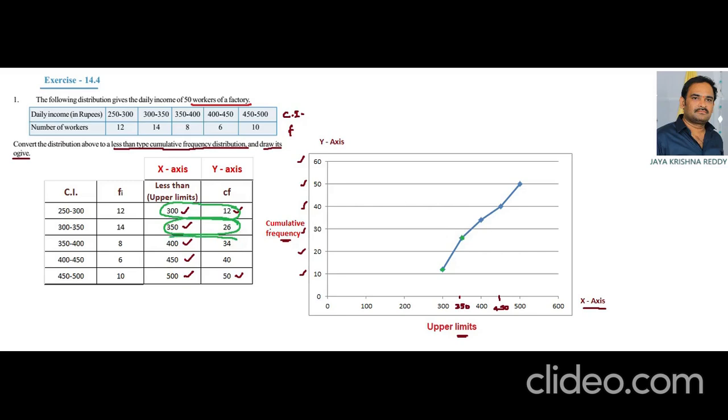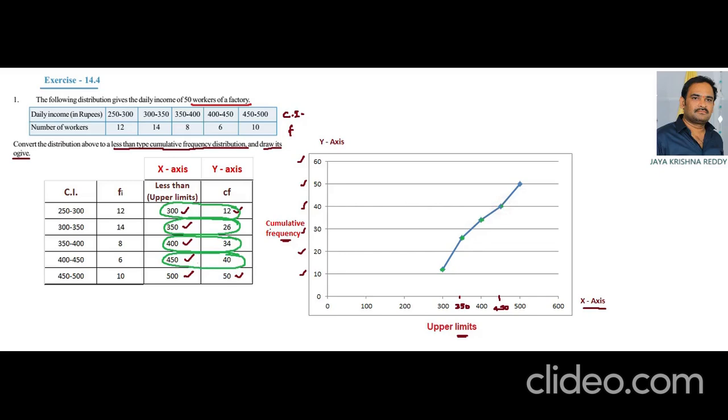And the third point, 400 to 34. On the x-axis 400, and the y value is nothing but 34. So this is the third point. And next, 450 and 40. X-axis 450 value and y-axis 40.